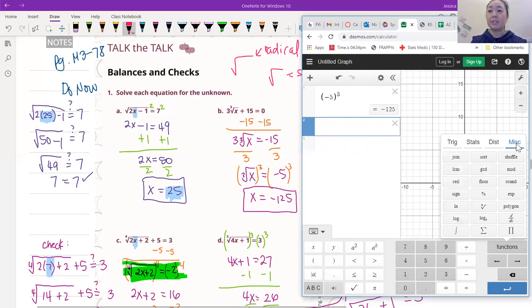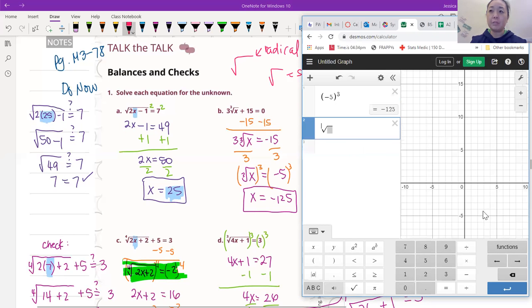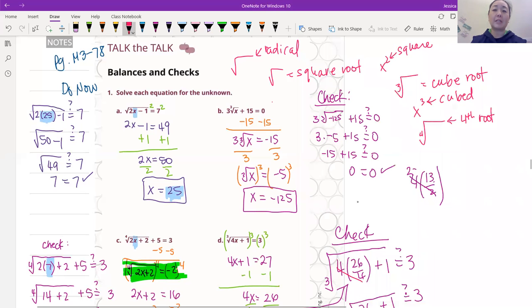So we just go to function, and you go to miscellaneous right here, and you see this nth root. You're going to put the nth root and put the 3 as your index. And then you're going to put in negative. And remember, Desmos does not have a separate negative button. It's just the minus button. So that's negative 125, which is what we said was negative 5, right? So that's how that's going to go. And we do note that 0 is equal to 0.